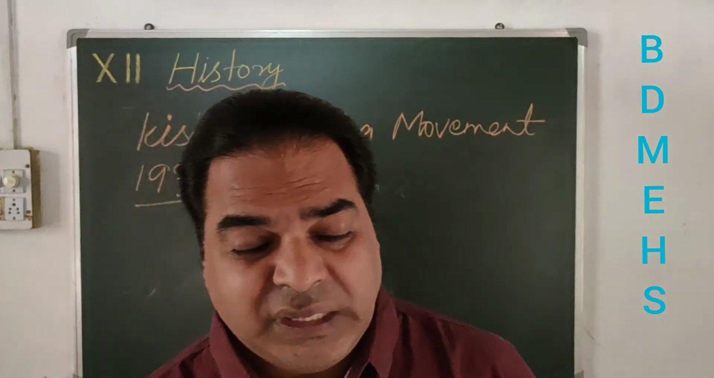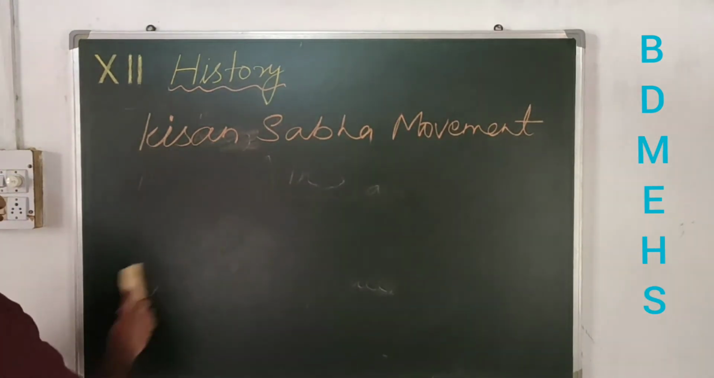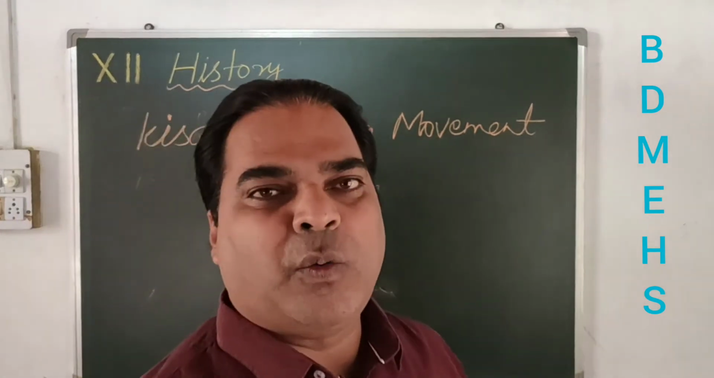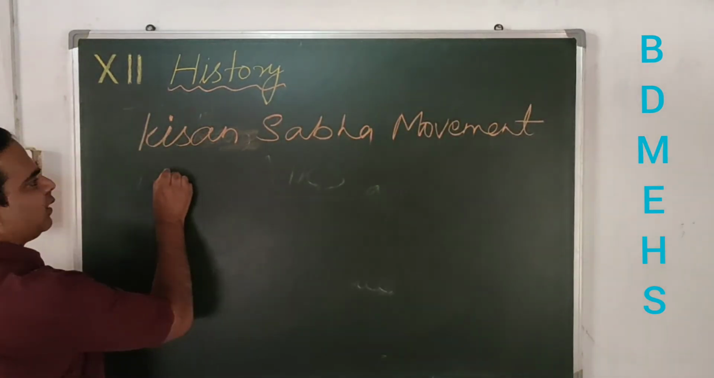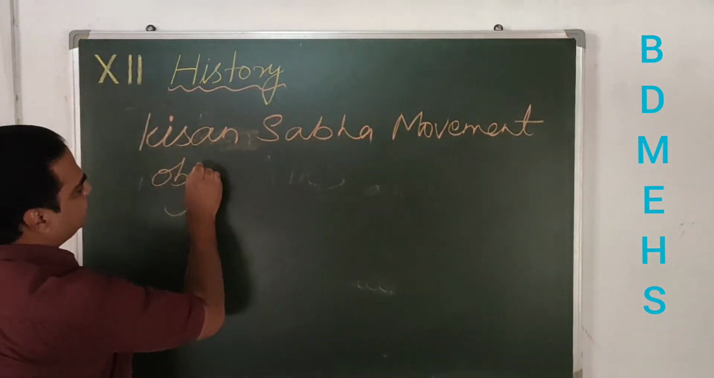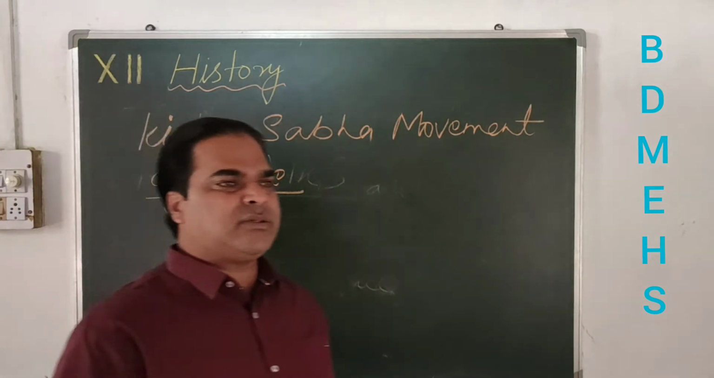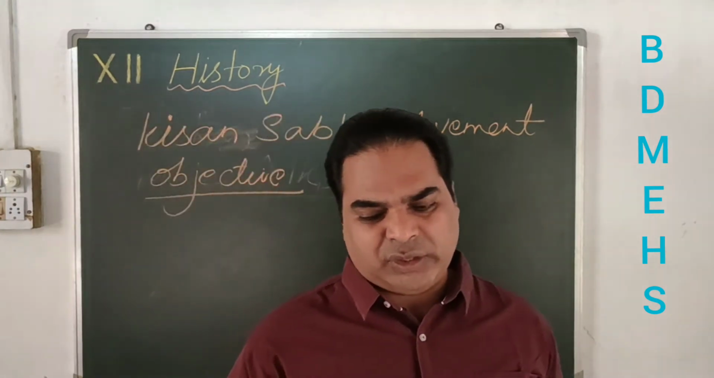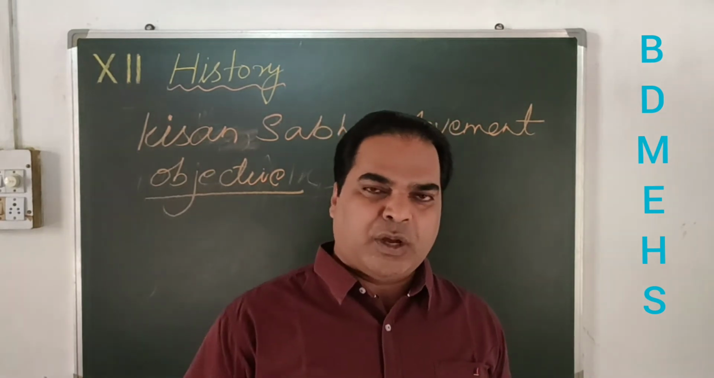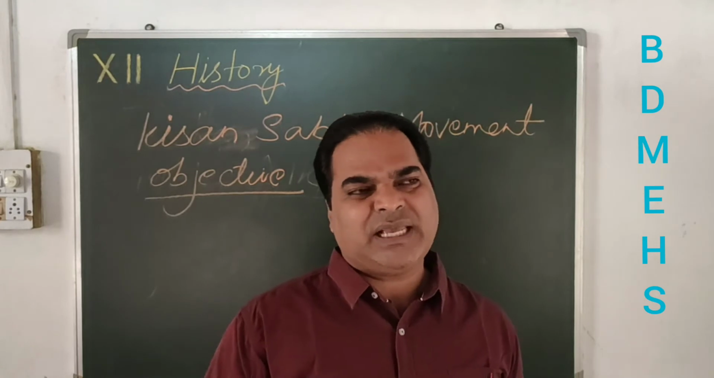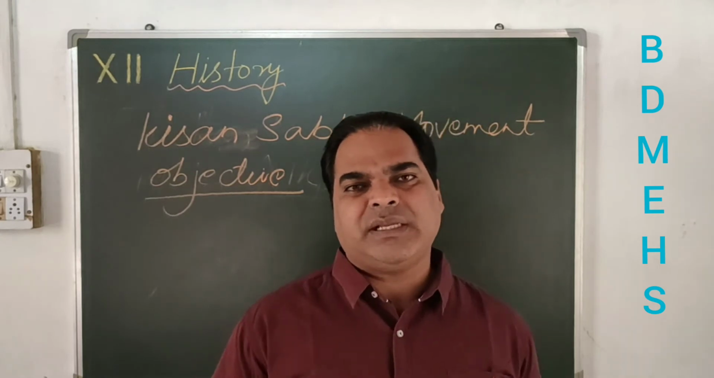Now, when All India KISAN SABHA was formed, what were the objectives? What were the objectives of the KISAN SABHA? Because whenever any organization, association, or group is formed, there are certain objectives. Like Congress, they had an objective. Muslim League, they had an objective. The Noncooperation Movement was also led on the basis of objectives. In the same way, All India KISAN SABHA was formed. What were the objectives?